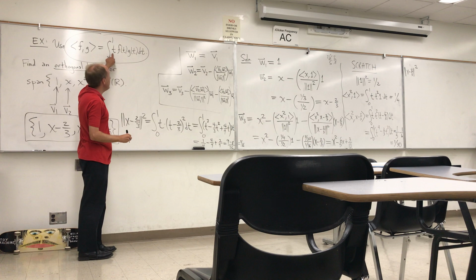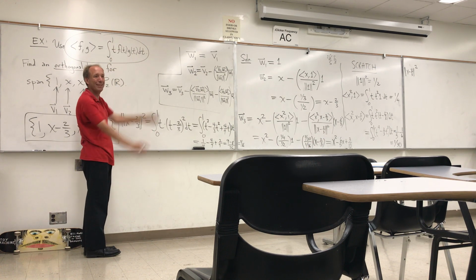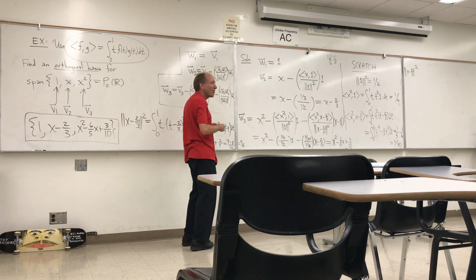I could change this to t squared right now, and we'd have to redo the whole problem. It'd change everything. All the numbers would be different. Okay. This is the Gram-Schmidt process.